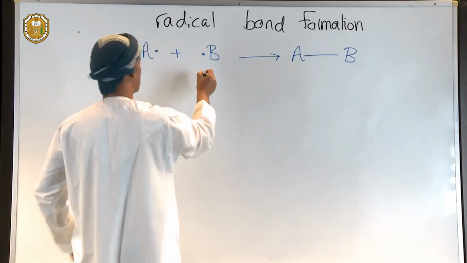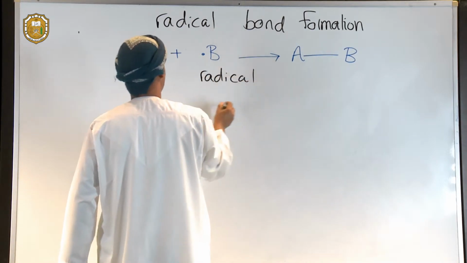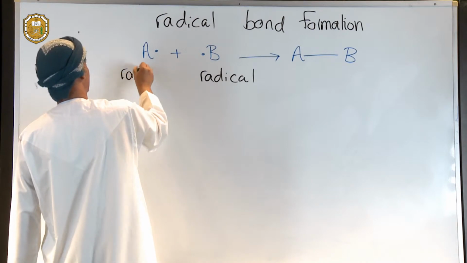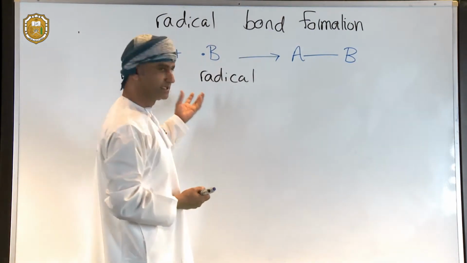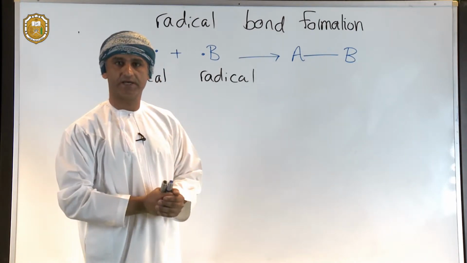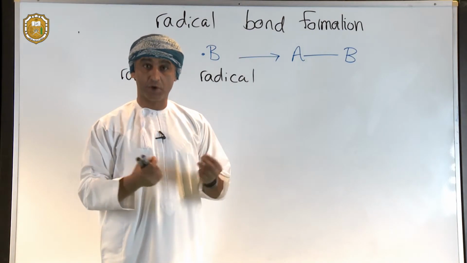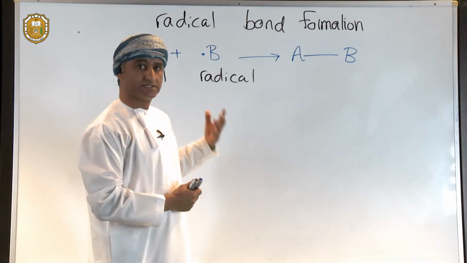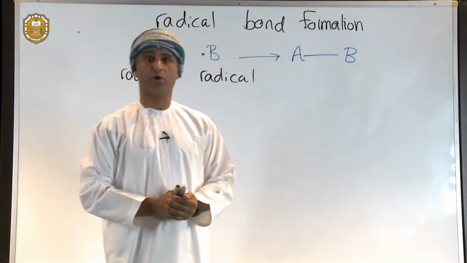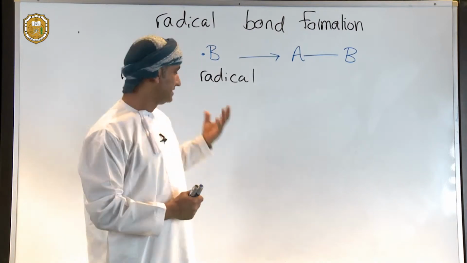Each of these is called a radical. So this is a B radical, and this is an A radical. Now, since radicals react with each other, in this case, to make the AB molecule or the covalent bond, to form the covalent bond between A and B, this type of process or reaction is called homolytic bond formation reaction. So this is one type.